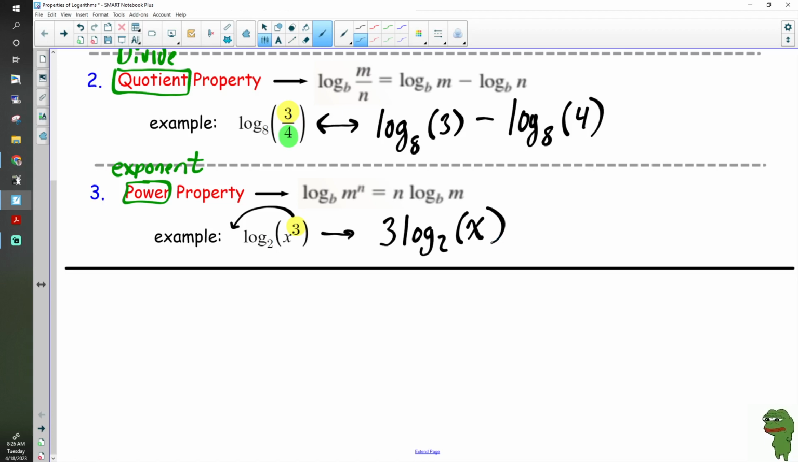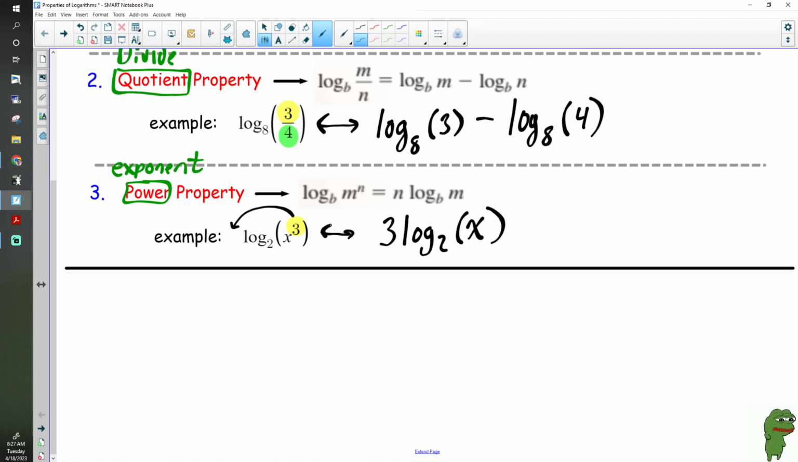Just like the other two, it goes both ways. If you ever saw a number out front touching your log, you can always put it back inside as an exponent. These properties all go both forwards and backwards. We just expanded them because we made our expressions longer. You also need to be able to condense them and do what we did backwards. Both are super important and you have to be able to do them in order to solve logarithms.